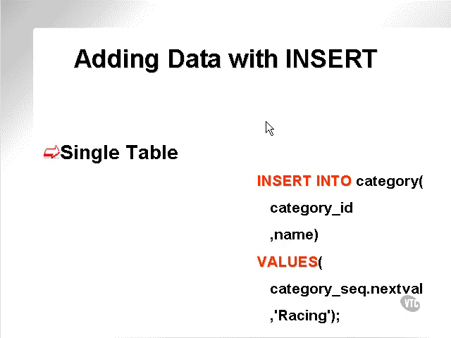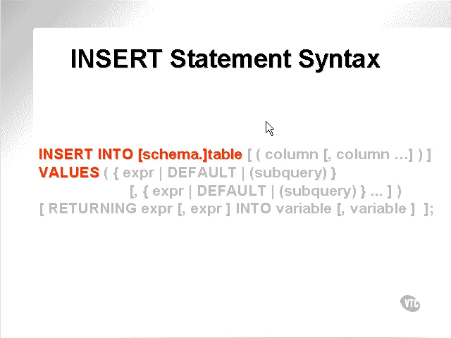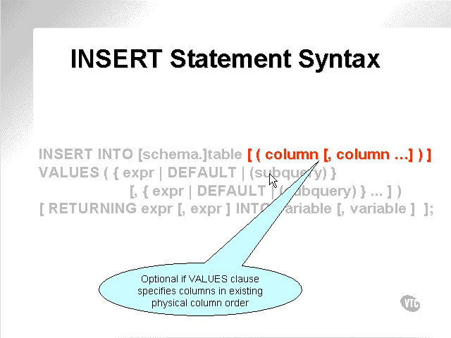Let's go back to the single table insert statement. Here is the syntax for the single table insert statement. We insert into a table using a column list with a set of values which is an expression list. The column list is optional, assuming that the values expression list exactly matches the data types of all the columns in the table, in the physical order in the table itself.